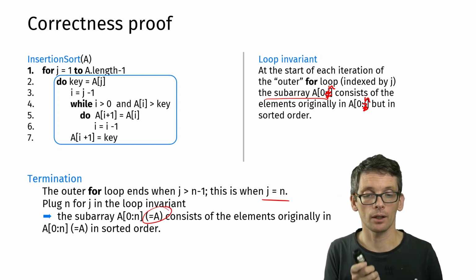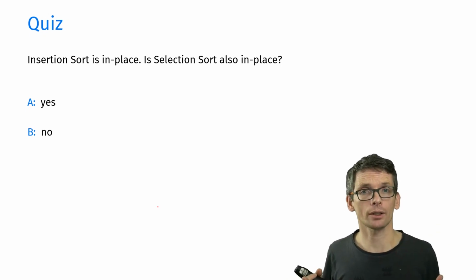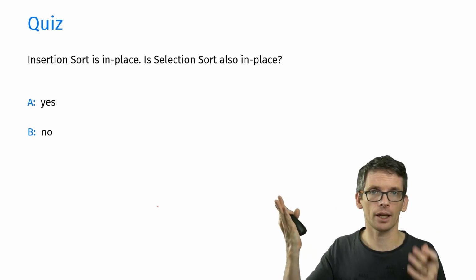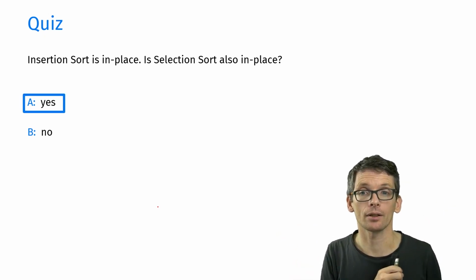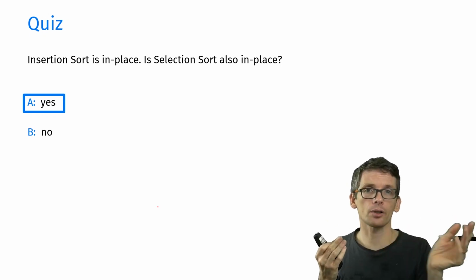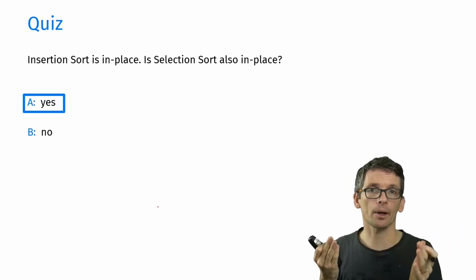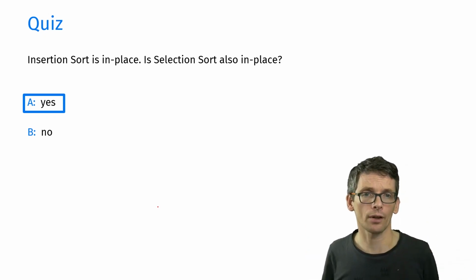Let's have a quick quiz. I said that insertion sort is in place, but what about selection sort? Is that also in place? Yes or no? The correct answer is yes. If you think about what selection sort did, it also only worked on the array itself. It didn't need to allocate extra memory except for a couple of variables.